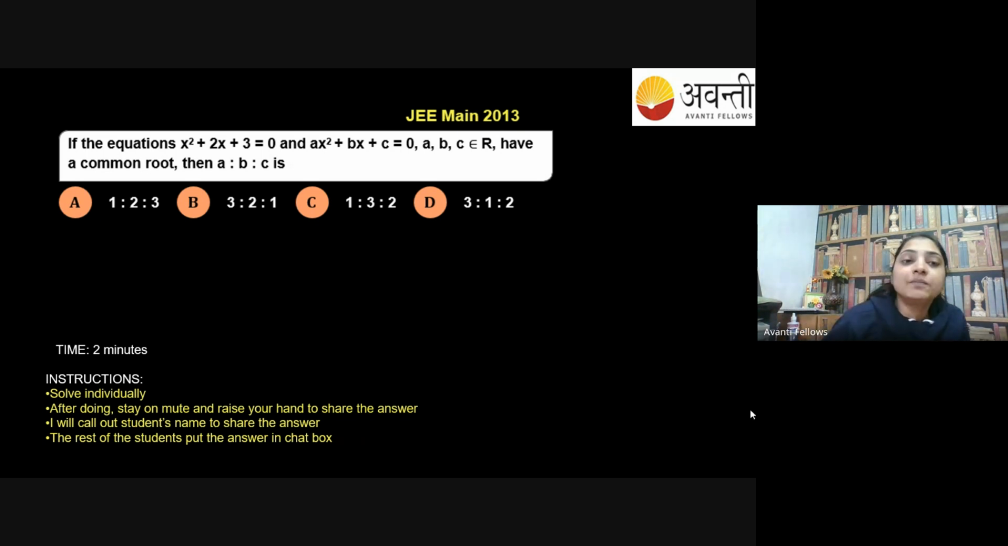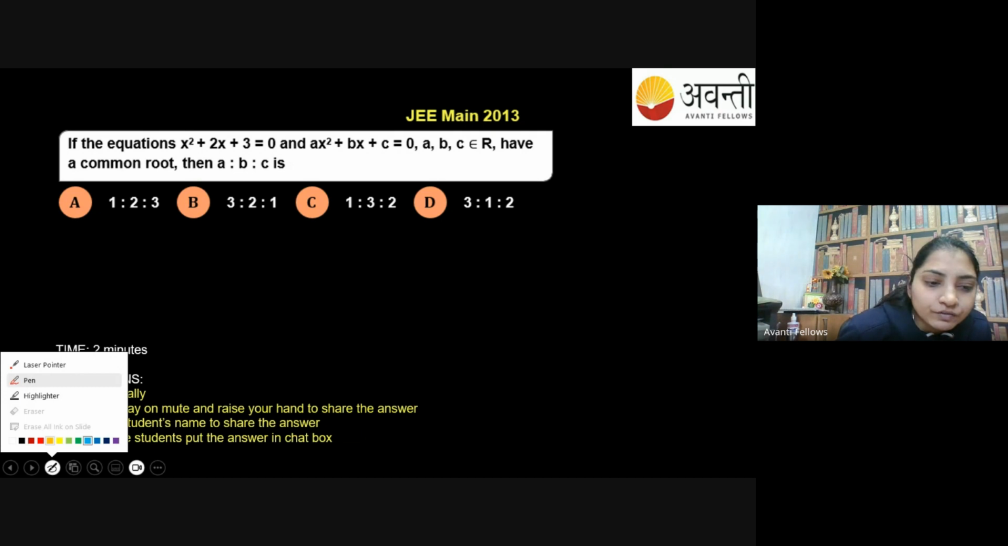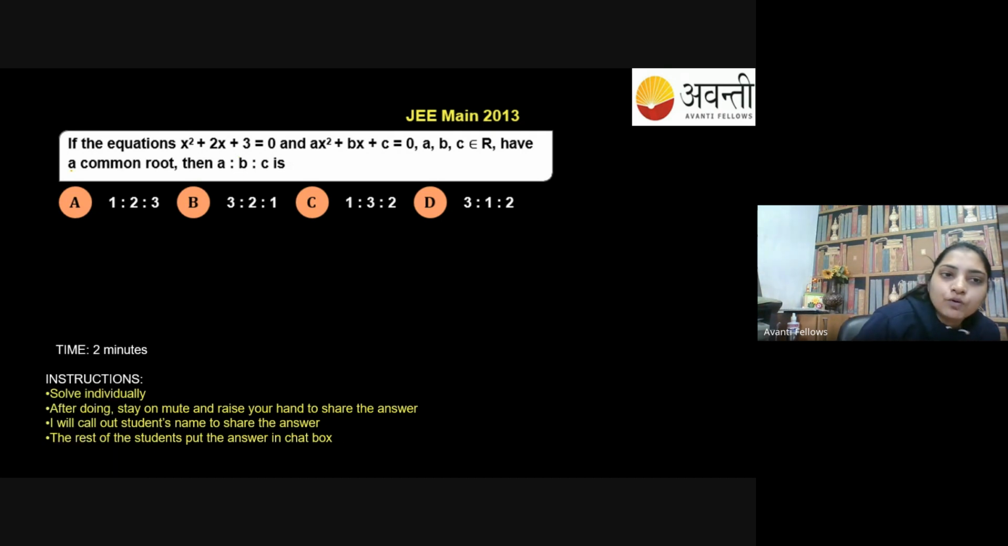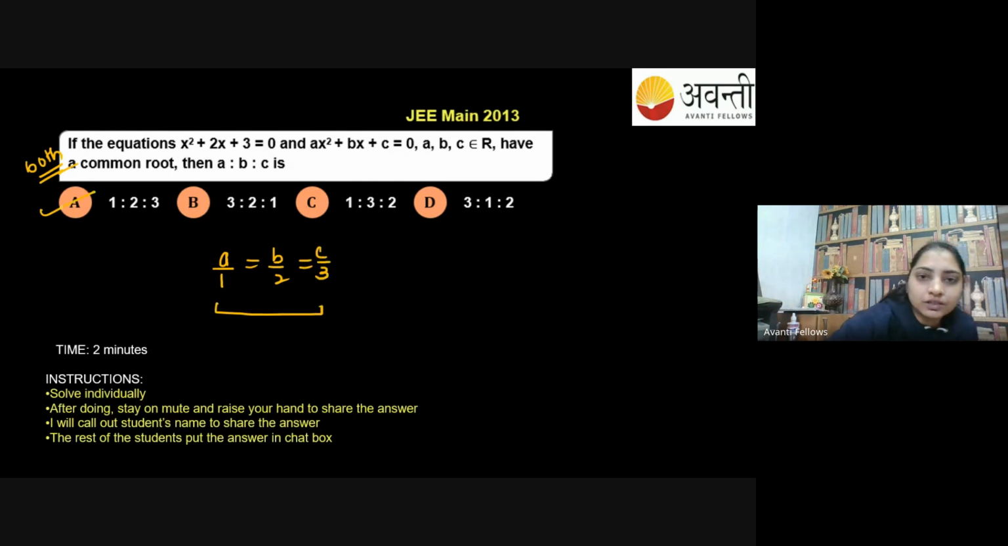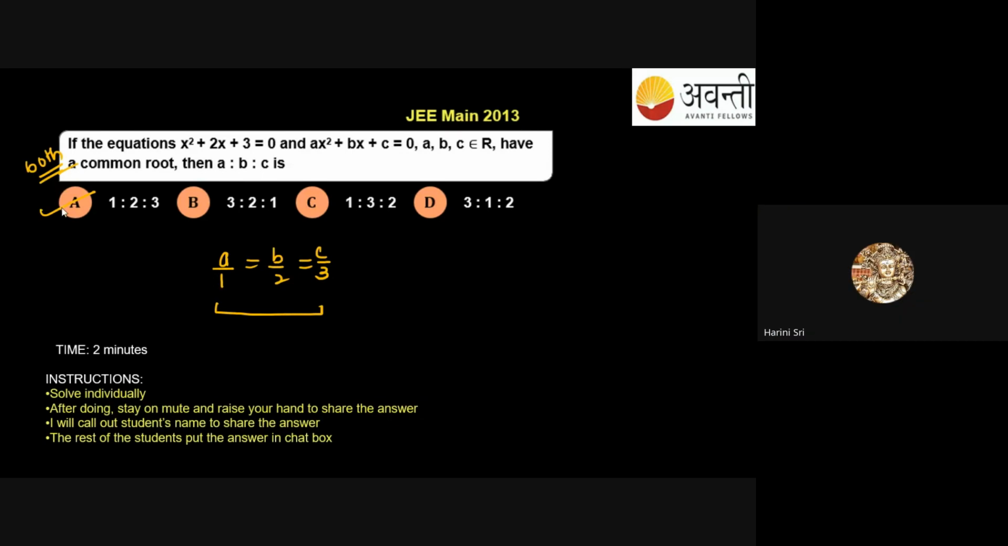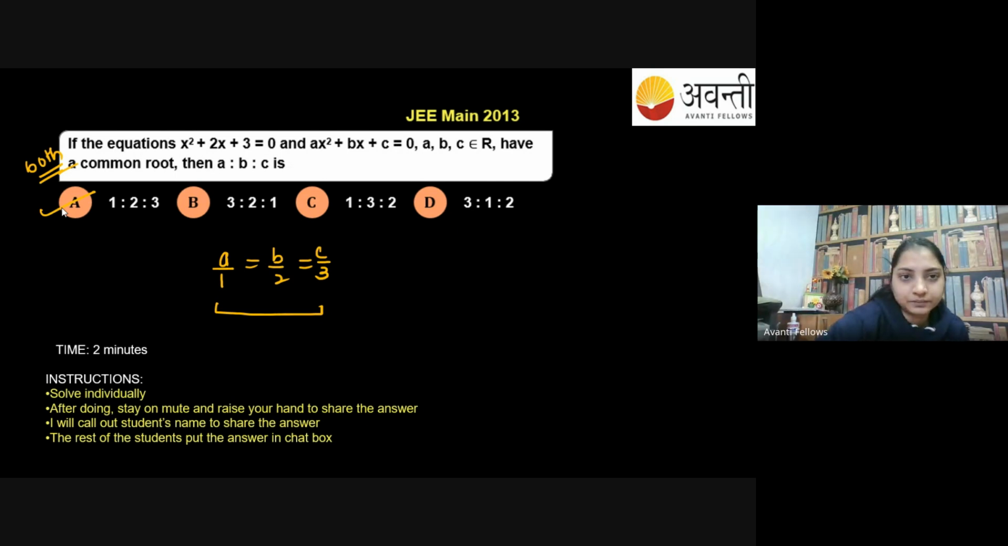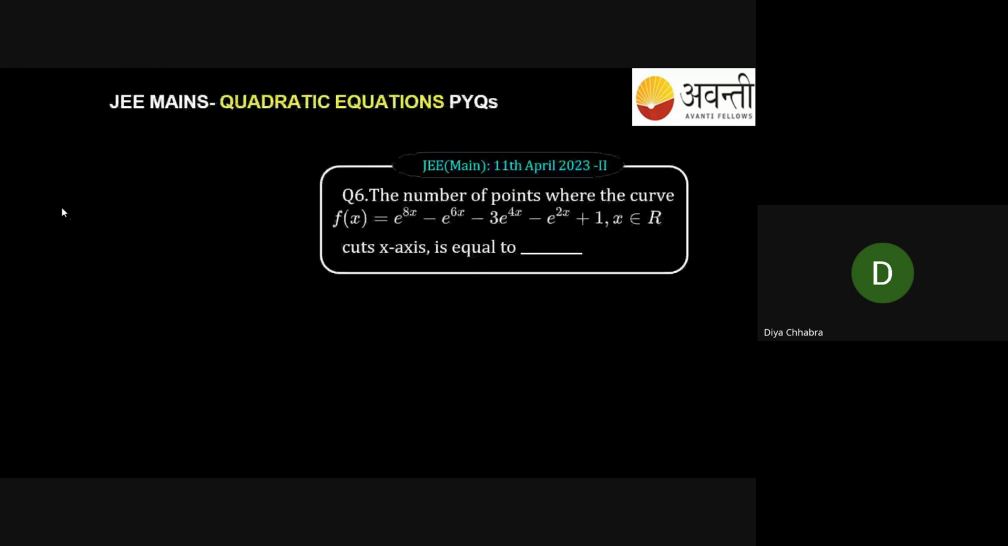It was a quite simple question. Remember what we have done? If both roots are common, then a upon 1 is equal to b upon 2 is equal to c upon 3. Then what should be the ratio? 1:2:3. Yes, ma'am. Yes, friends. Clear? Okay.